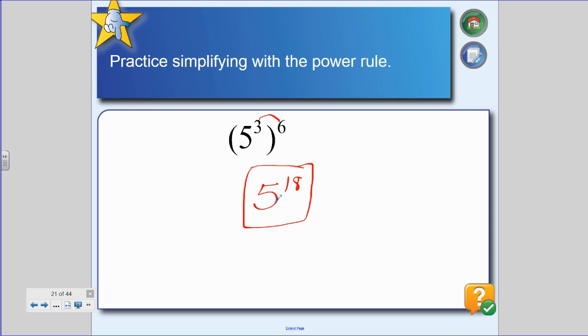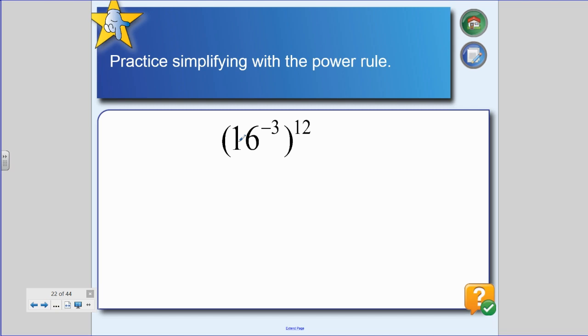Right, so this is 5 to the 18th power, which is going to be some gargantuan number. So I'm not even going to try to multiply 5 18 times. I'm just going to leave it in exponential form. Simplified. Do as much as you can reasonably do. We're done. Right?